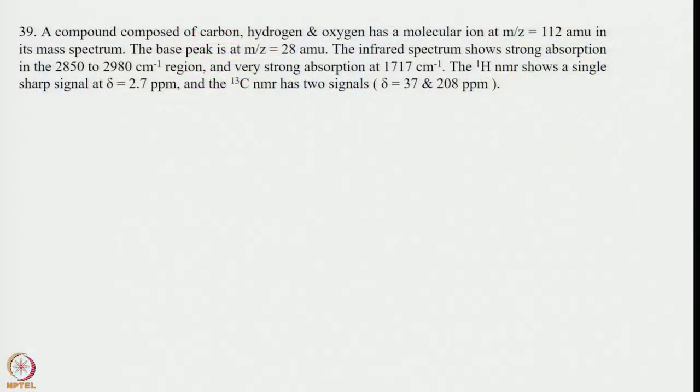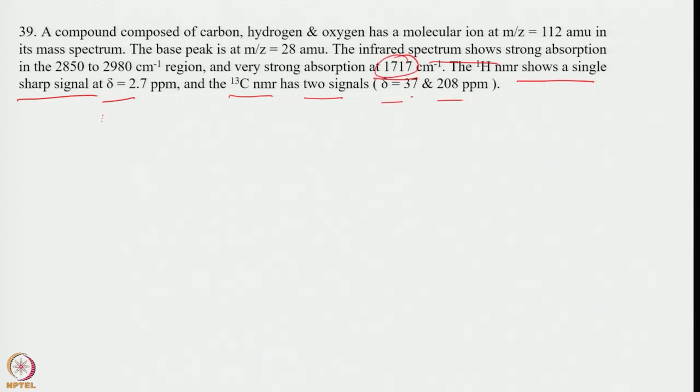So now let us look into the problem here. A compound composed of carbon, hydrogen and oxygen has a molecular ion at m/z equals 112. In its mass spectrum, the base peak is at m/z equals 28 atomic mass units. The infrared spectrum shows strong absorption in the region 2850 to 2980 and very strong absorption at 1717 centimeter minus 1. The 1H NMR spectrum shows a single sharp signal at 2.7 ppm and 13C NMR has two signals at 37 and 208 ppm. So this one we should take here.